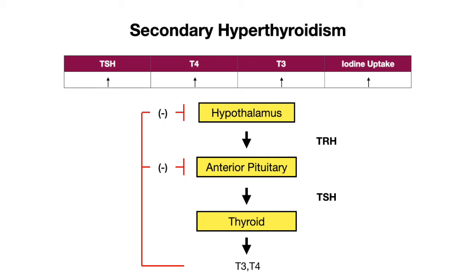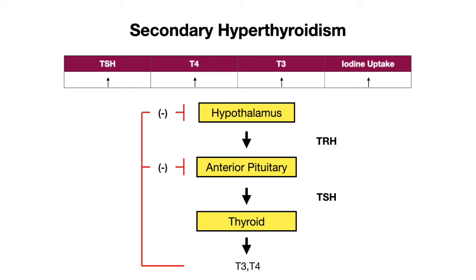And when we mention secondary hyperthyroidism, this indicates that there is an issue in the anterior pituitary itself. That is, the anterior pituitary is driving this excess production of thyroid hormone. So again, as with the last example, our T4 and our T3 will be increased because we have excess thyroid hormone. And because we're producing so much thyroid hormone, we're taking up a lot of iodine, and so that's going to be increased as well. Now, because the issue is in the anterior pituitary itself, the anterior pituitary is stimulating thyroid production by producing excess TSH in this case.